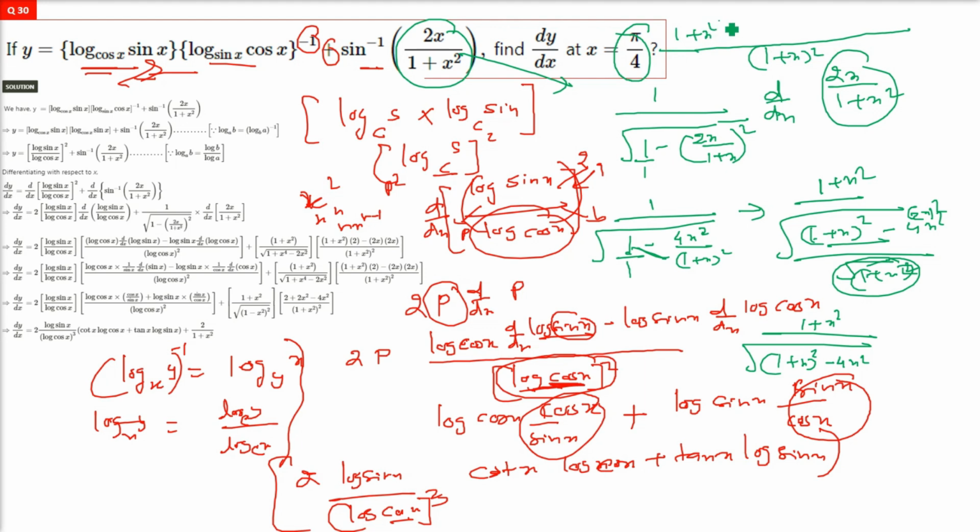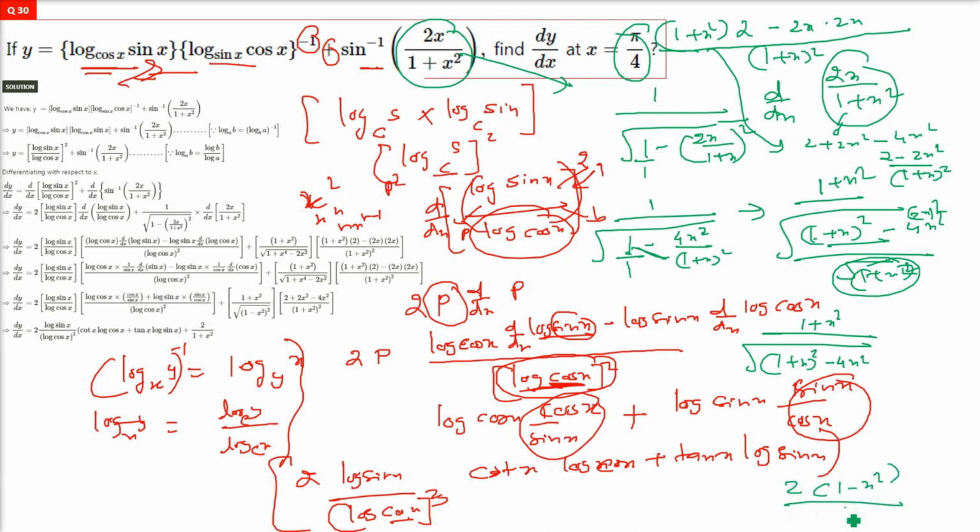1 plus x square, then differentiation of twice of x will be 2 only, minus 2x will come in front, and differentiation of 1 plus x square will be 2x. So it is 2x. What did we get? It's twice of 1 plus x square minus 4x square. So there is a shortage of space I am having. So 2 plus 2x square minus 4x square, you get 2 minus 2x square, and 1 plus x square is already there in the denominator, 1 plus x square whole square.